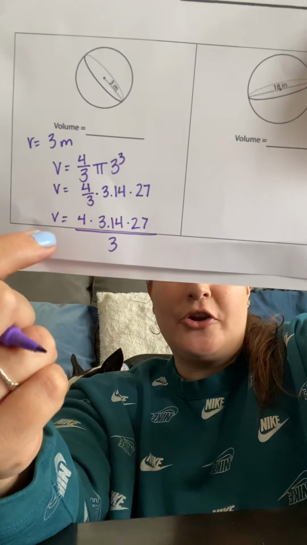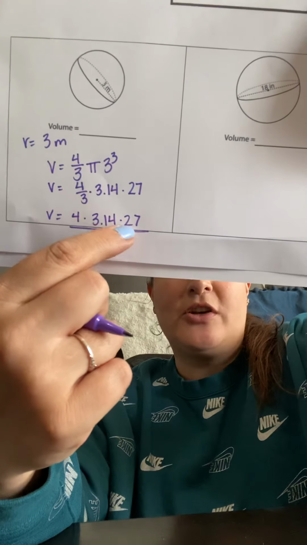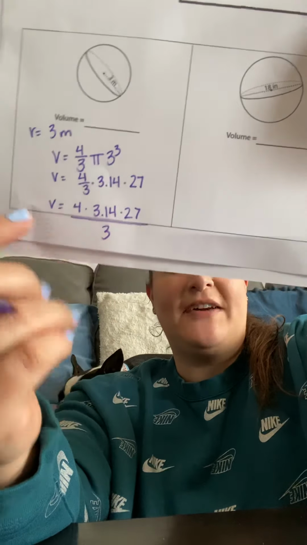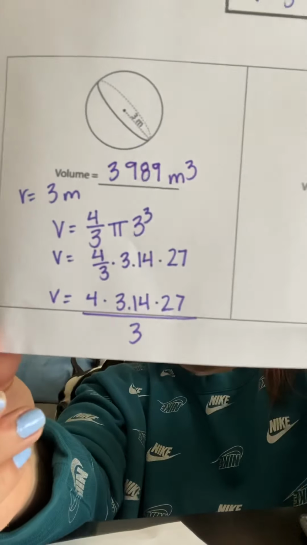On the calculator, you're going to multiply 4 times 3.14 times 27, press enter, and then divide by 3, okay? So I'm going to do that: 4 times 3.14 times 27, enter, divided by 3, and I get 3,988.6 and a whole bunch of numbers. So I'm just going to round that to about 3,989 meters to the third power. Remember, anything with volume is always to the third power.